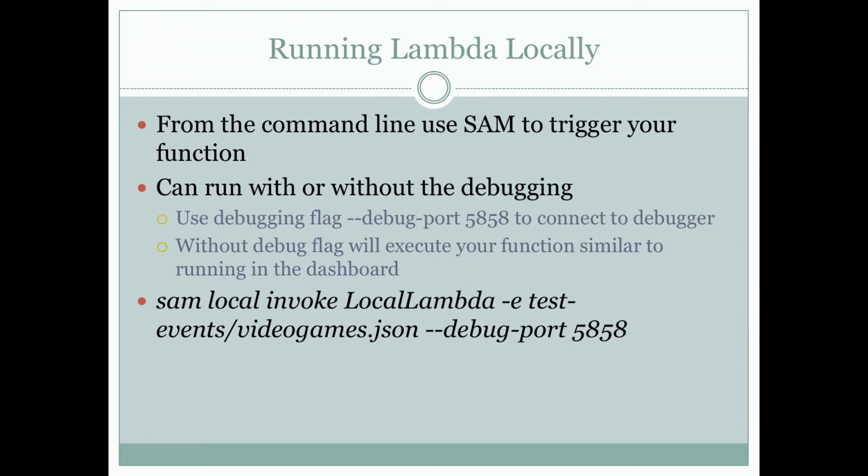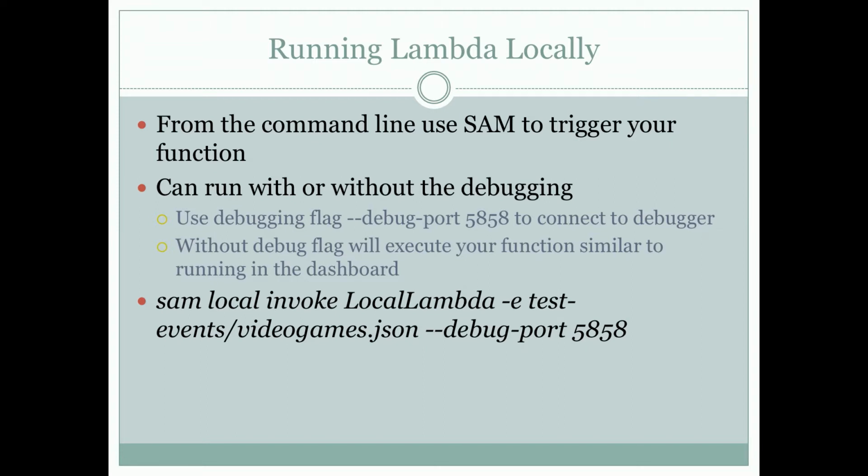There's a quick little command there to see how to do it. SAM local invoke is the actual command, and then the name of your function, and then the flag -e for your test event, and then the optional debug port 5858 is how you would connect it to VS Code.